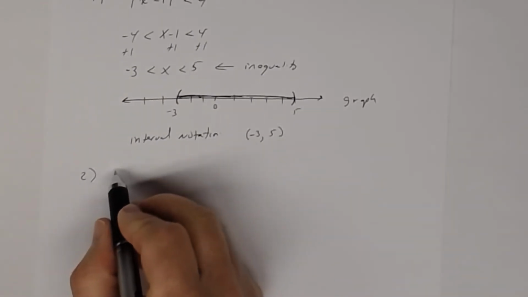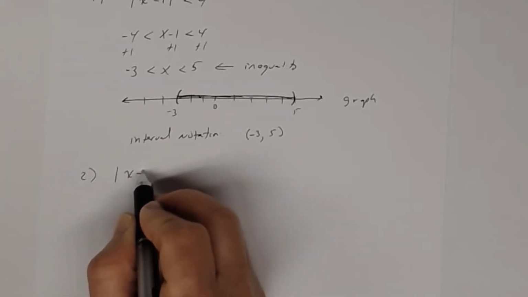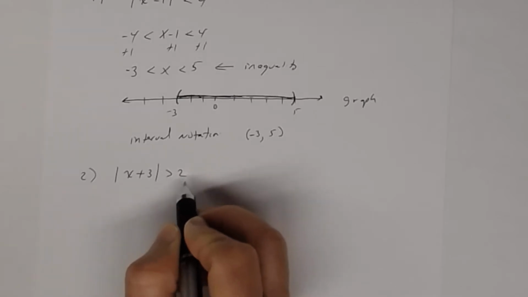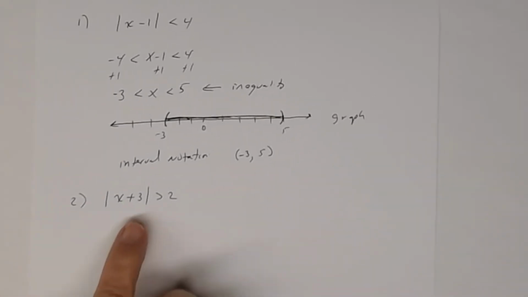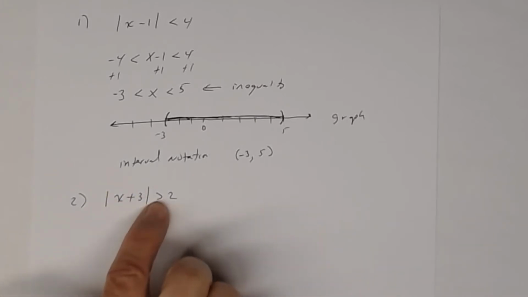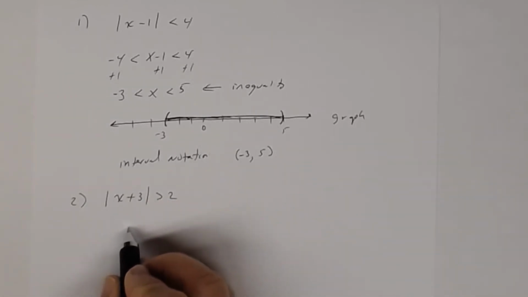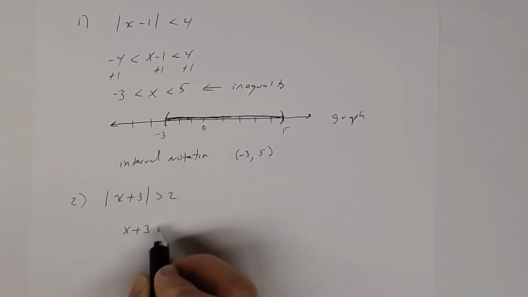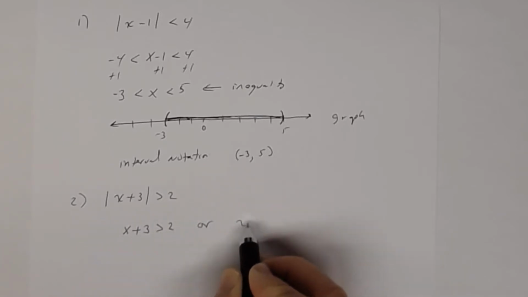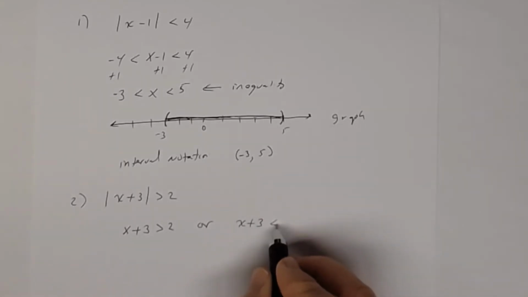Now, let's look at number 2. Suppose we had the absolute value of x plus 3 is greater than 2. So this time it's a greater than. Again, make sure the absolute value expression is by itself, which it is. Greater than means an "or" statement, right? So you're going to say x plus 3 is greater than 2, or x plus 3 is what? You do the opposite now. So you're going to say less than negative 2.